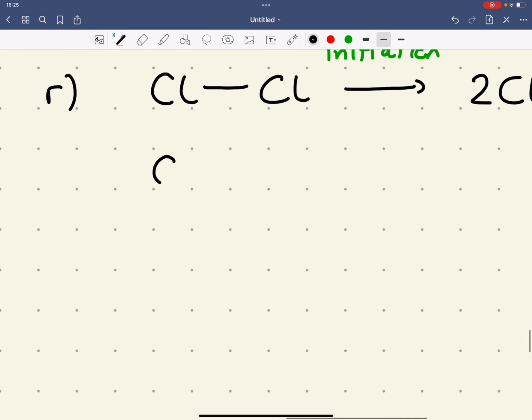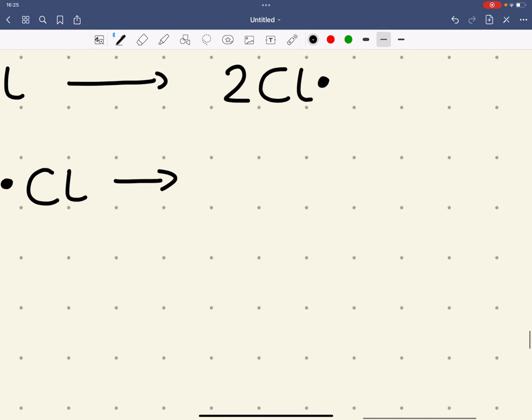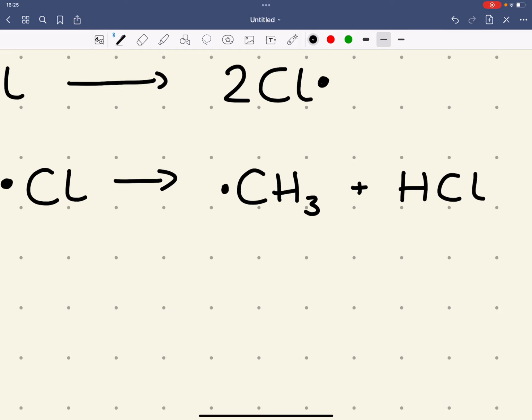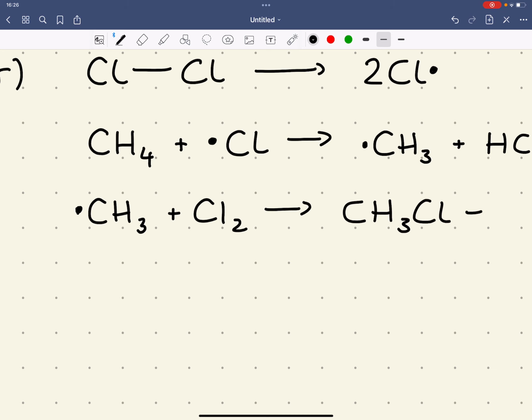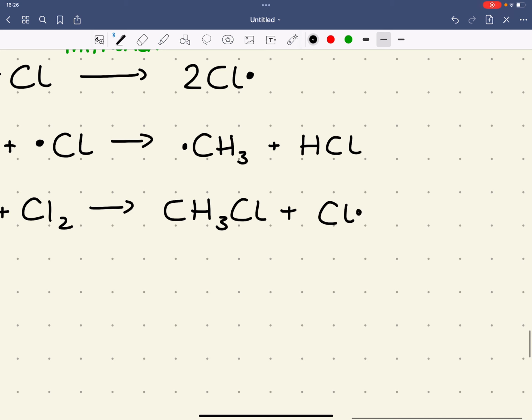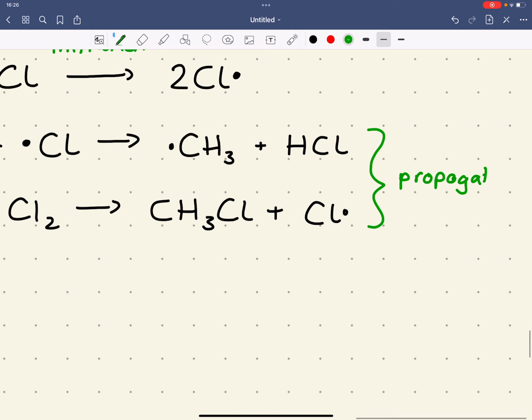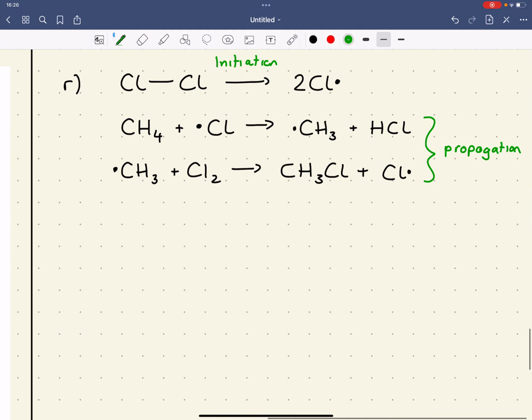A propagation step, where propagation means to grow, would be something like this, and again a radical would be formed. So that's one propagation. Another propagation step would be where this radical reacts with another chlorine molecule. So these are examples of propagation steps. Propagation means to grow.